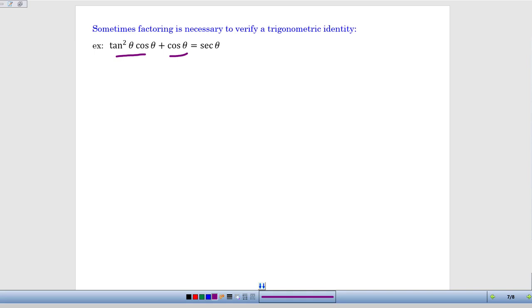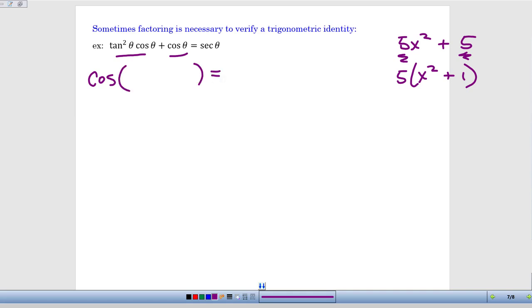If we think of this as maybe like a 5x squared plus 5, if we had a statement like that, we could all pretty easily identify that we could undistribute a 5 from both parts of the expression. And so then we'd have 5 times x squared plus 1. We have kind of the same situation happening here, except instead of with x's and numbers, we've got these trigonometric expressions. And so in both parts of this expression, I have a cosine. And so that's what I'm going to factor out, a cosine, and then see what's left behind.